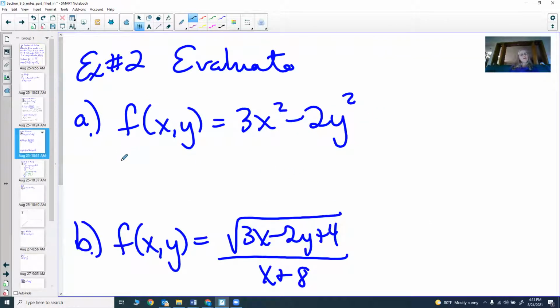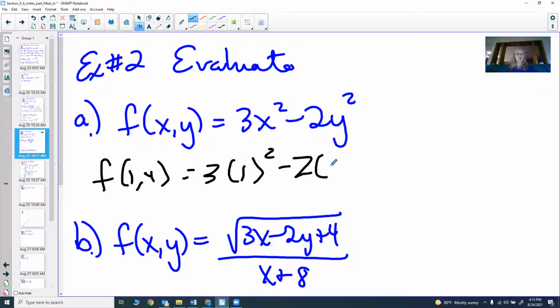We can evaluate functions. So let's take f of x, y equals 3x squared minus 2y squared, and let's evaluate that. Let's say f of 1, 4. So 1 came first, that's the x value. 4 came second, that's the y value. So wherever you see an x, you're going to put a 1. Wherever you see a y, you're going to put a 4. So that's going to get me 3 times 1, which is 3, minus 2 times 16, which is -32. So 3 minus 32 is -29.